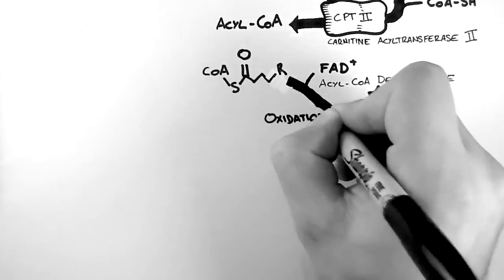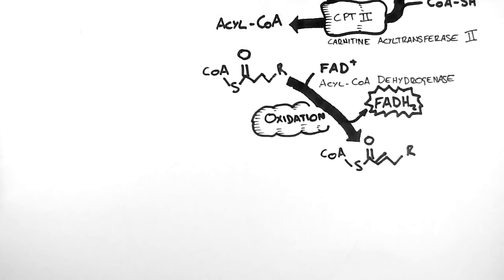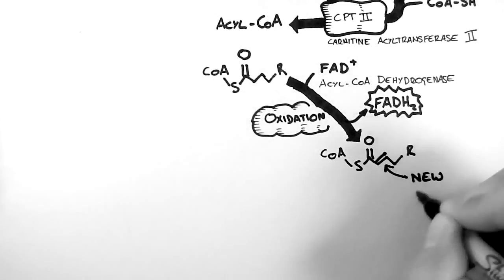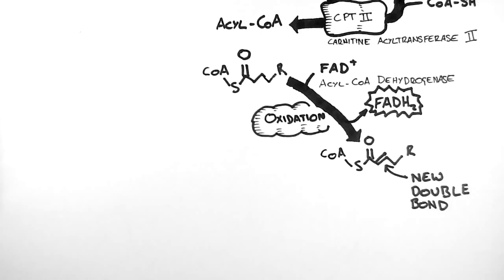This process is an oxidation reaction. This is because FAD is an oxidizing agent. Therefore, it oxidizes the acyl-CoA molecule, and the end result is that a new double bond is formed between the second and third carbon in the molecule. This is known in fatty acid nomenclature as a double bond between the alpha and beta carbons.